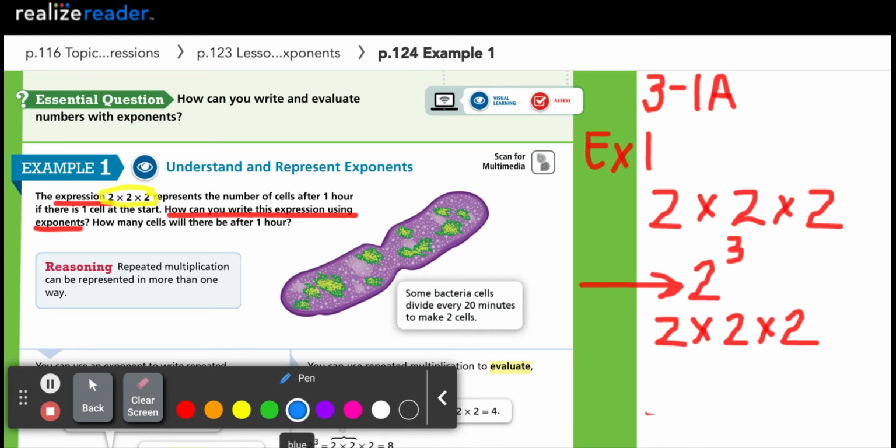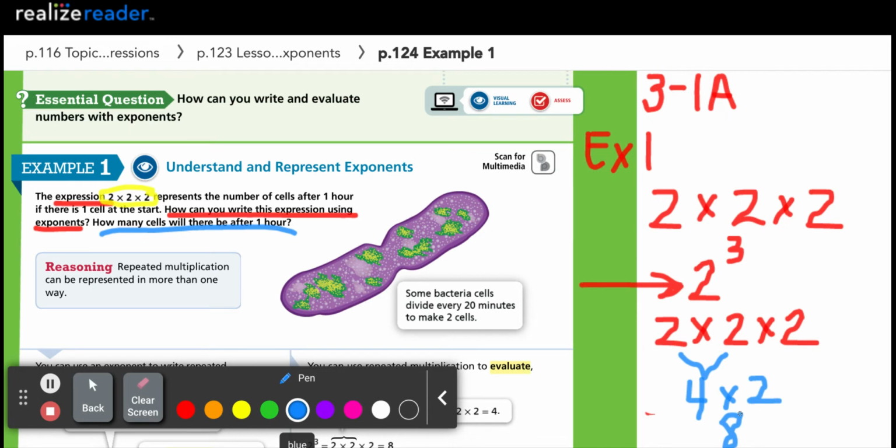Now let's look at the second part of this question. How many cells will there be after 1 hour? Well, now we have to evaluate the expression. Now we're going to multiply it. So 2 times 2 is 4. You only do one operation at a time, and then you bring down the rest. 4 times 2 would be 8. My answer here is 8.